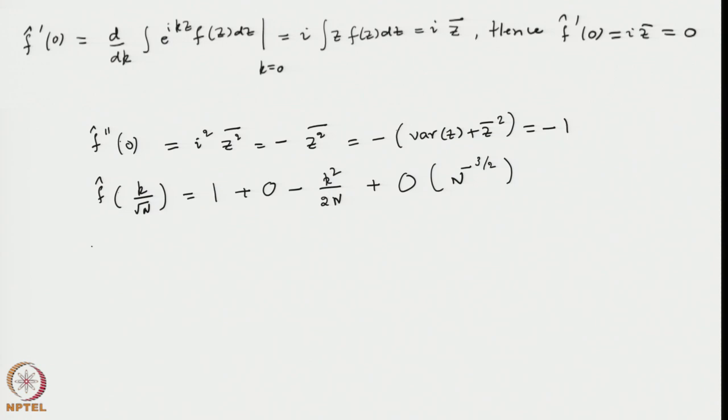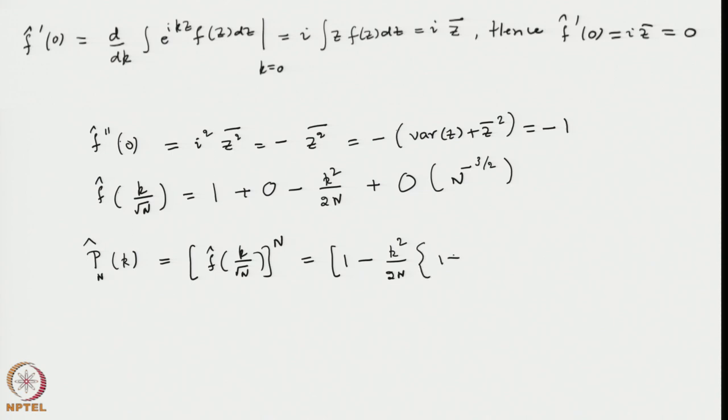Now, therefore, we have an approximation up to the second term for the characteristic function of the variable z, subscript n of k. As we have shown, just to repeat, it is f of k by root n, to the power n, and this therefore turns out to be 1 minus k square by 2n, into, if you wish, one can retain this as of the order of n to the power minus 3 by 2, whole to the power n.